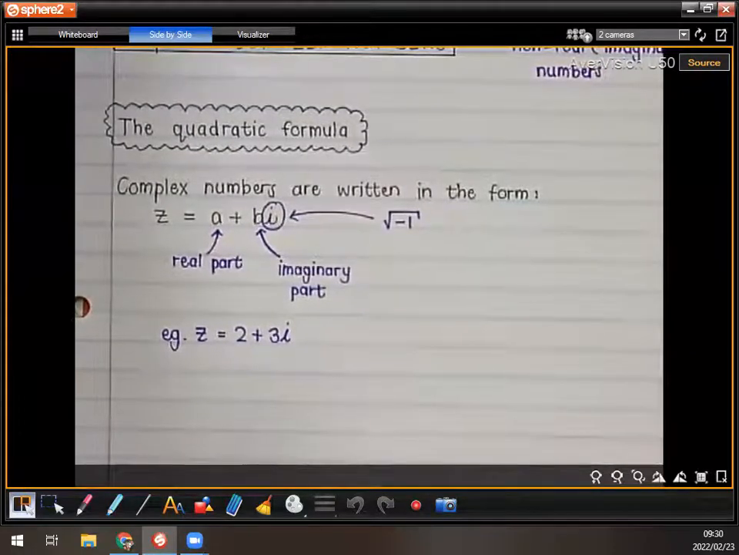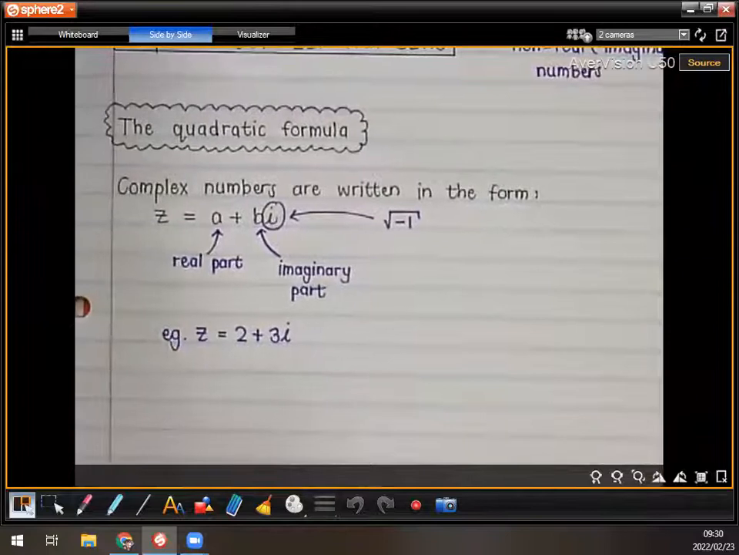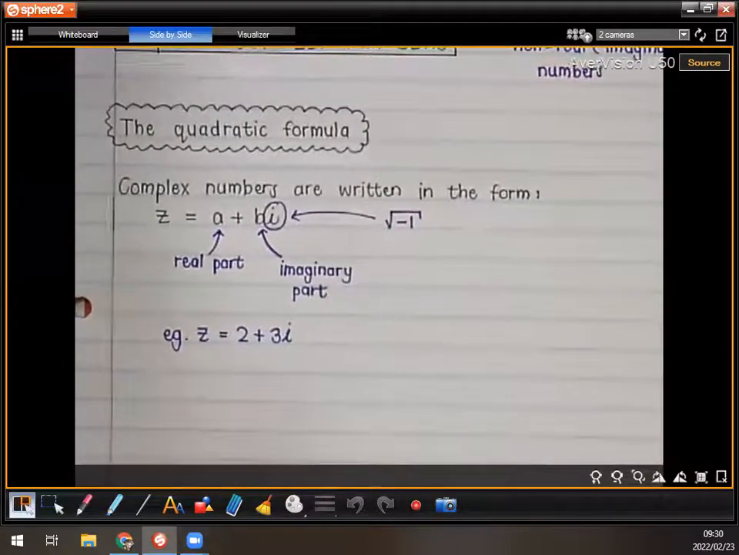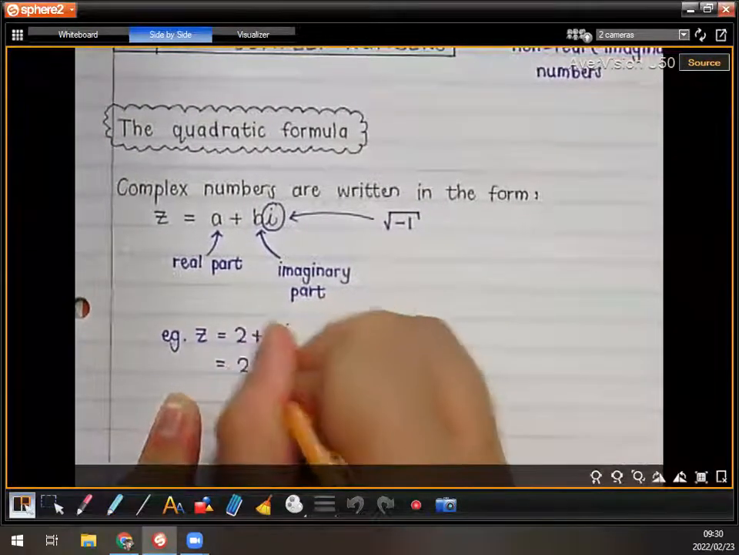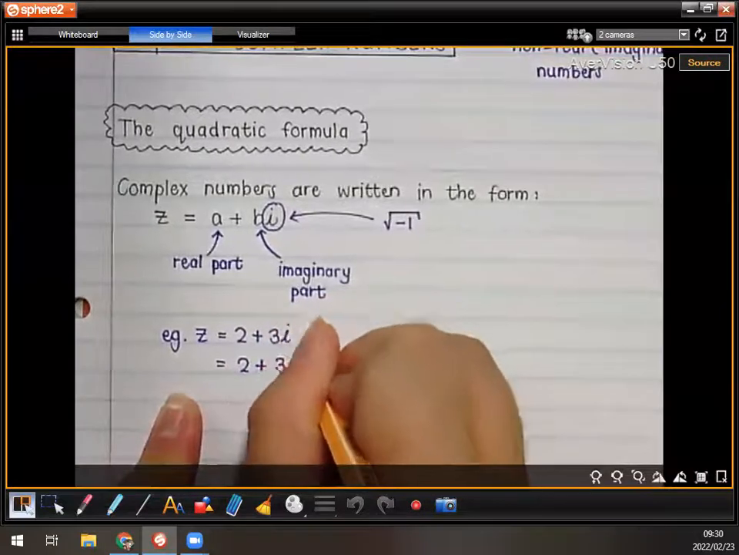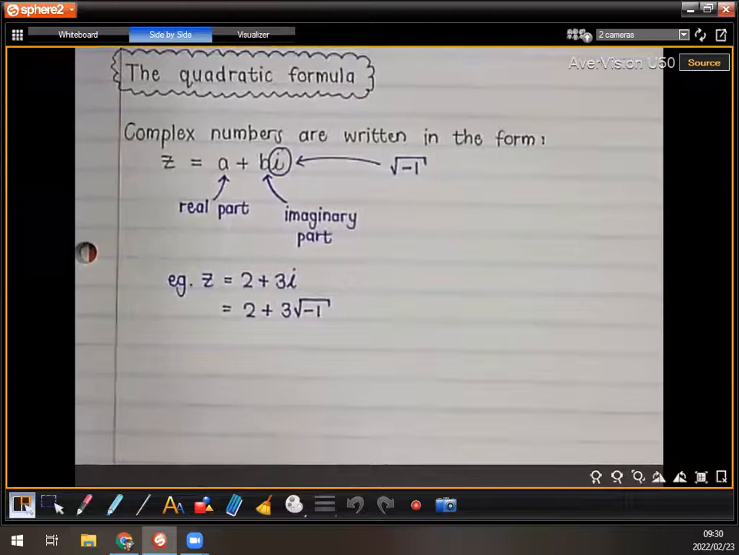Which up until today, if I ask you what's the square root of -1, you would say, oh, I can't do that, that doesn't exist. So guys, what this actually means is 2 plus 3 times the square root of -1. That is what that actually means.